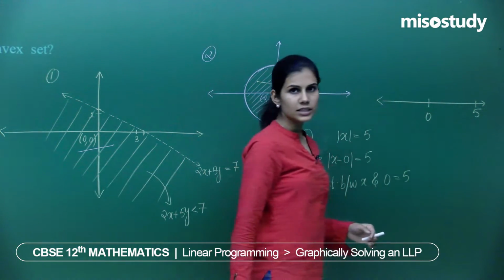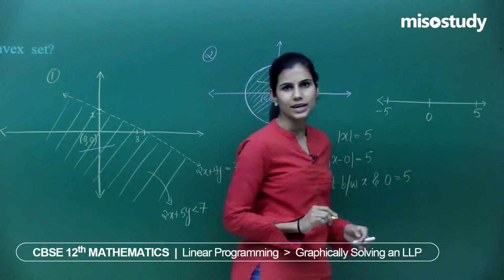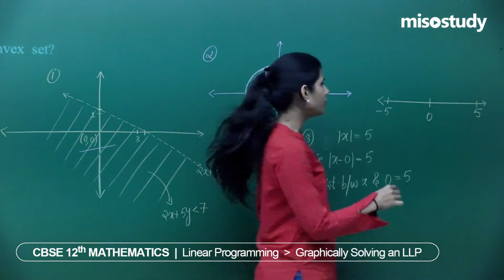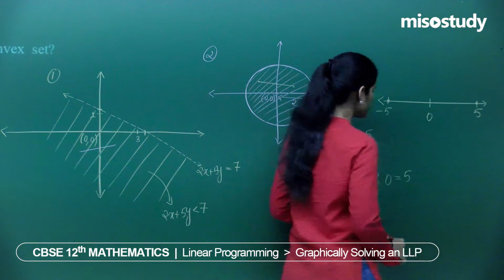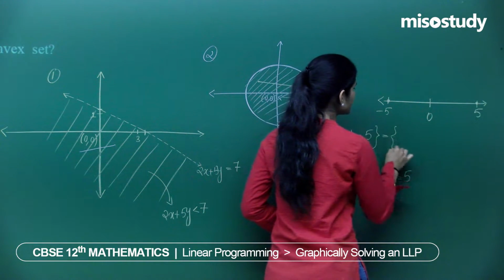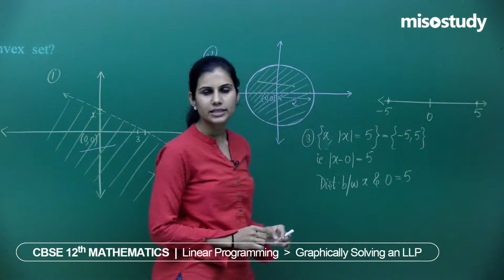Obviously 5's distance from 0 is equal to 5 and minus 5's distance from 0 is equal to 5, right? These are the only 2 points whose distance from 0 is equal to 5. So inside this set only 2 points will lie, 5 and minus 5. All those x such that mod x is equal to 5 is the set consisting of 2 points, minus 5 and 5. Can this ever be a convex set?